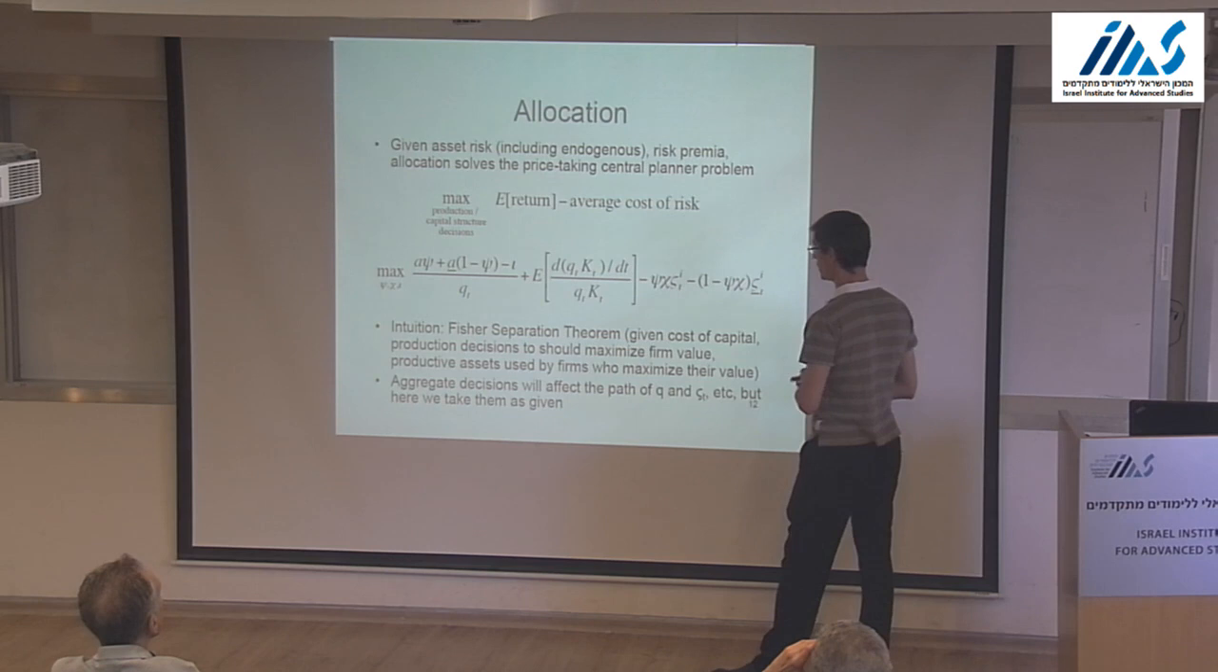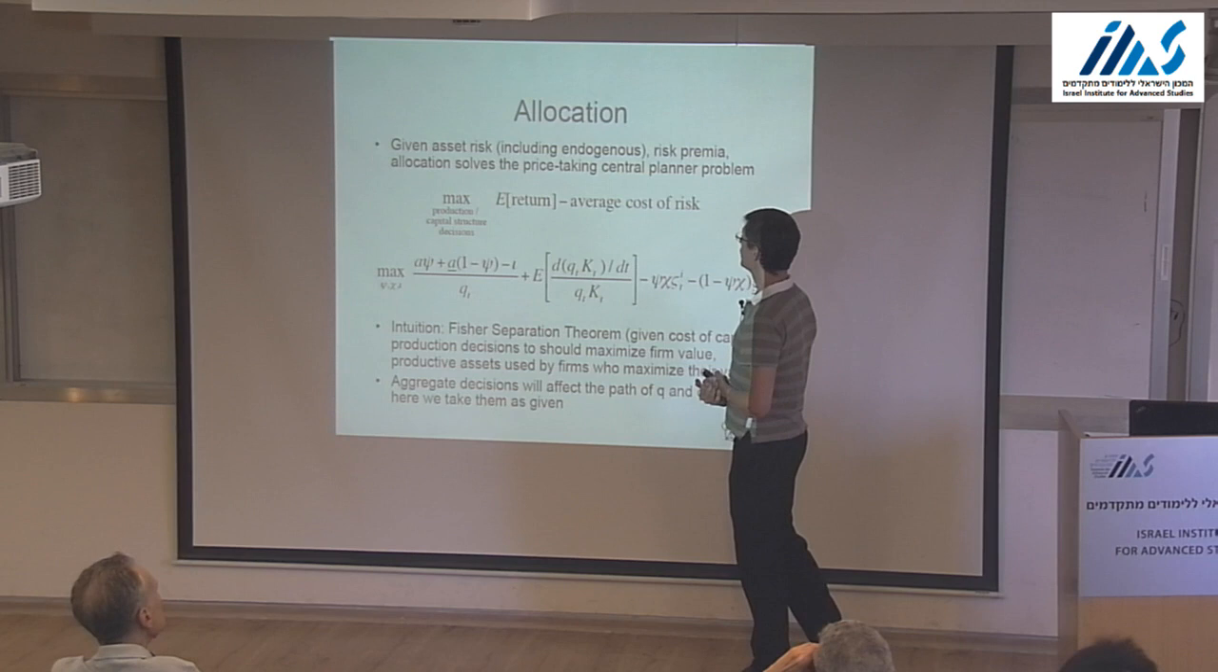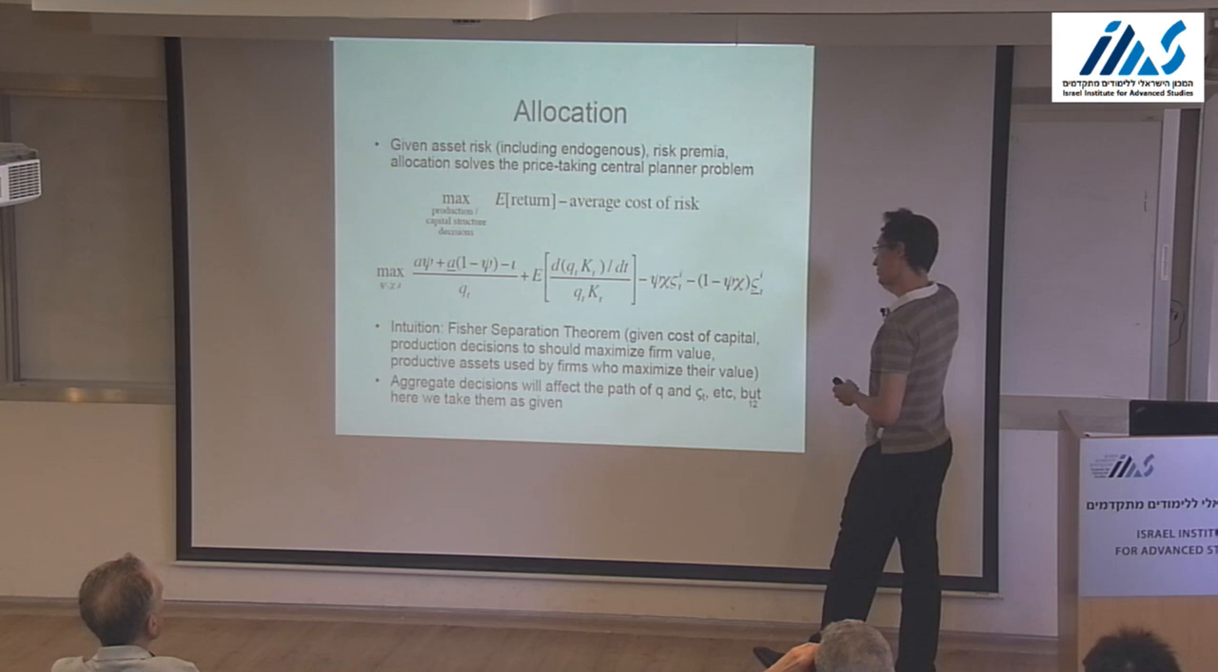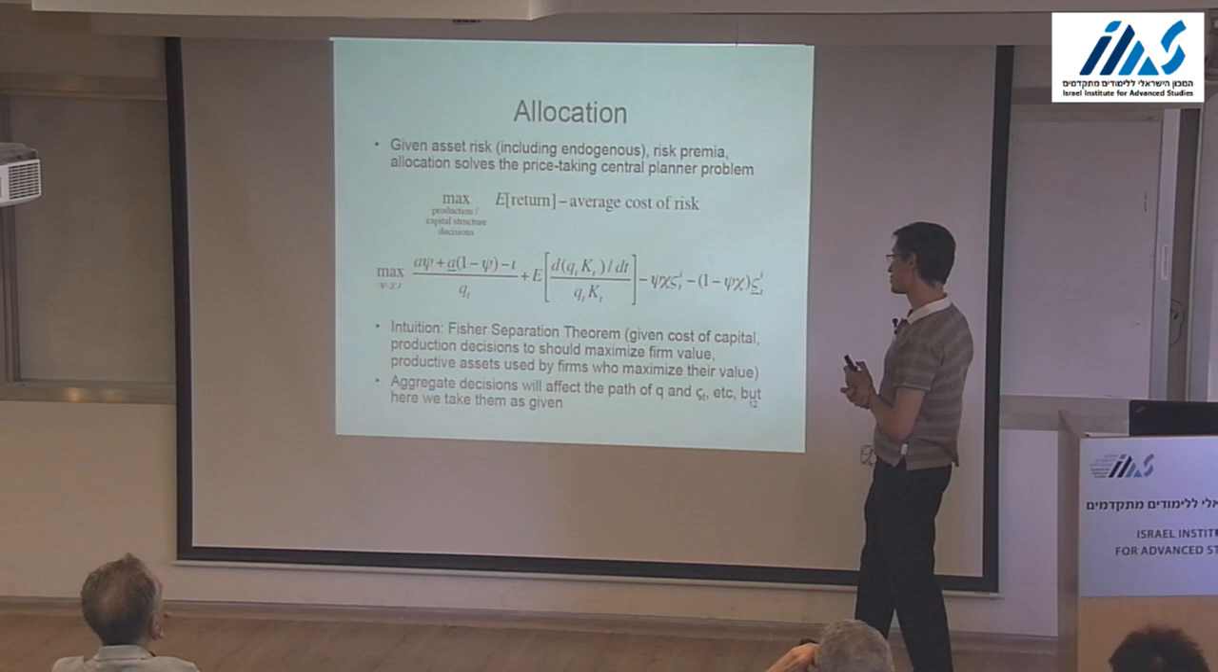This is the cost of capital, right? So part of the risk goes to experts, and part of the risk goes to households. Okay, and basically the intuition is the Fisher separation theorem. So given the cost of capital, production decisions should maximize firm value.